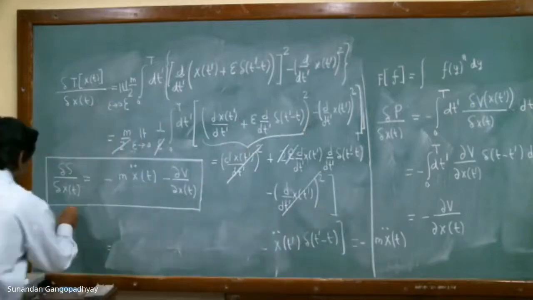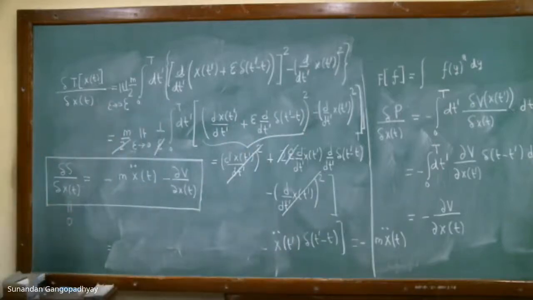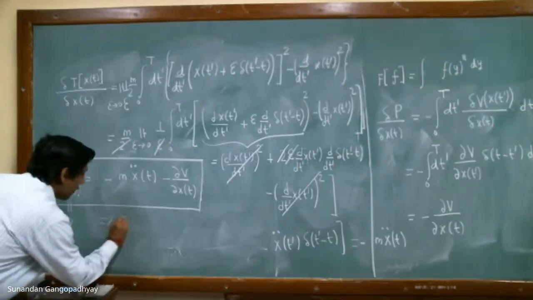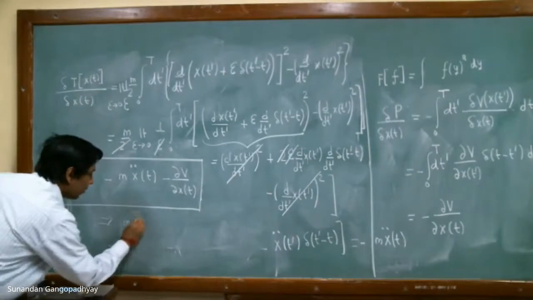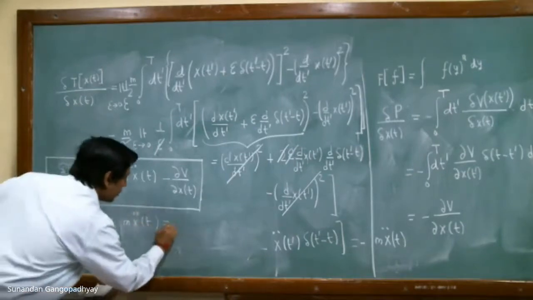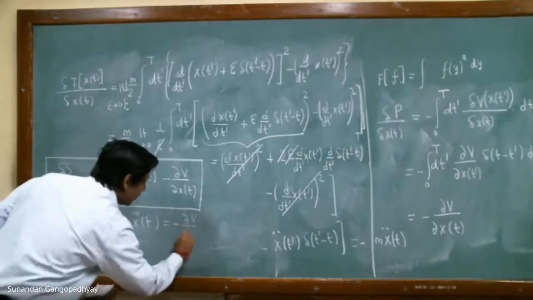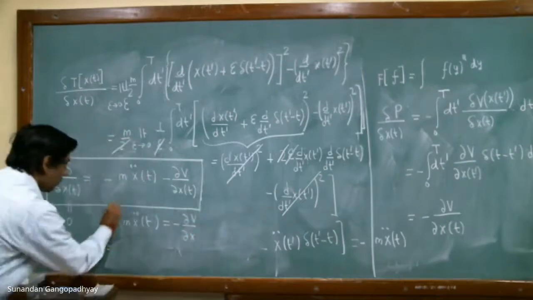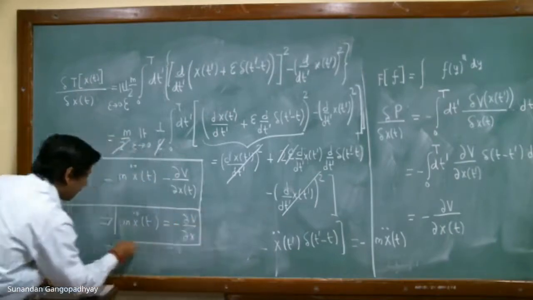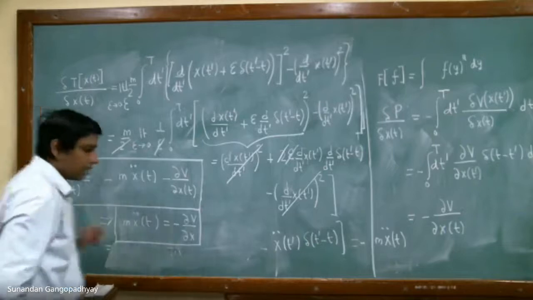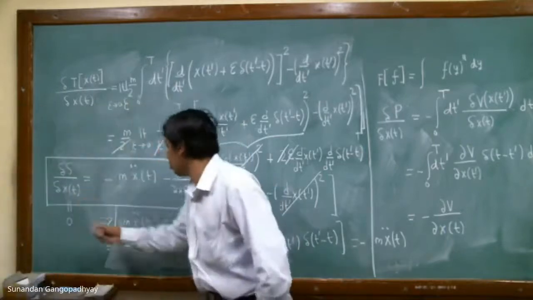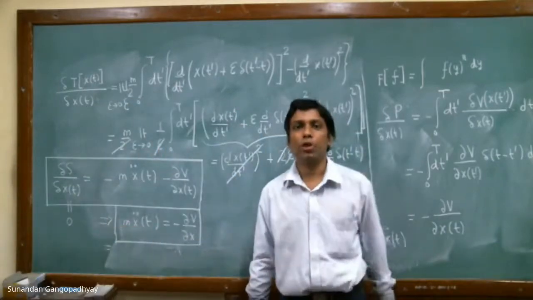The equation of motion, as I mentioned earlier in the previous class, is delta S by delta x(t). This is the equation of motion. And that precisely gives us m x double dot(t) is equal to minus dV/dx. So delta S by delta x(t) equal to 0 gives you the classical equation of motion.